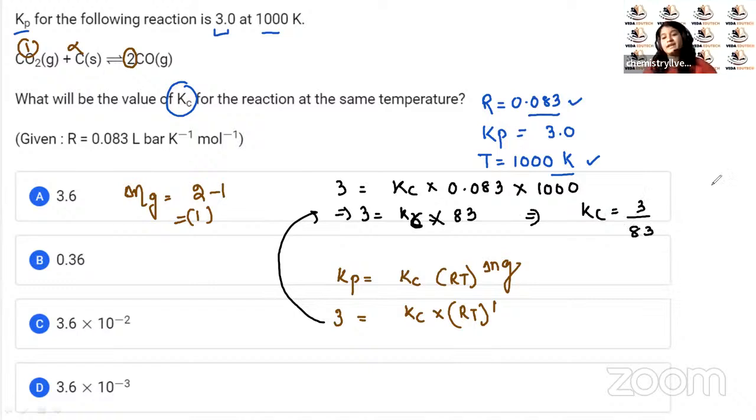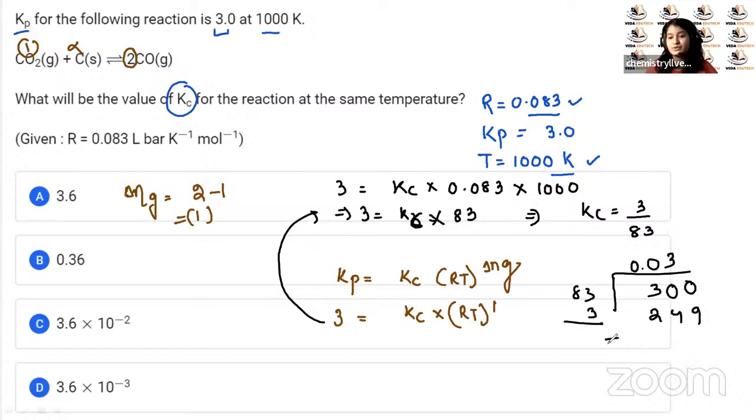So if you divide 3 by 83, you get a zero here, and one more zero. Four times 83 gives 332. Three times 83 is 249. Then you bring down the next digit, and this is zero again. Then 6 times, so 0.036 is going to be your answer.